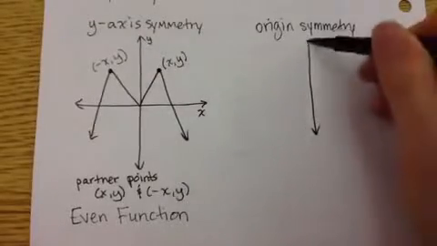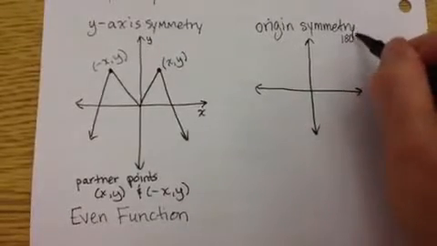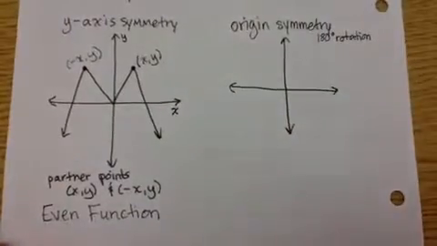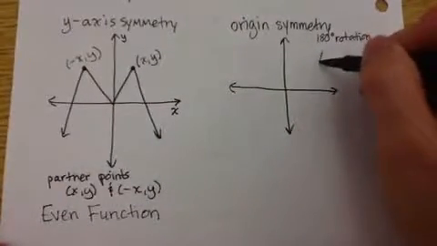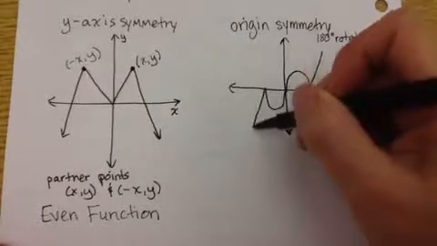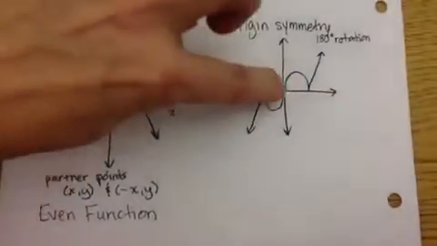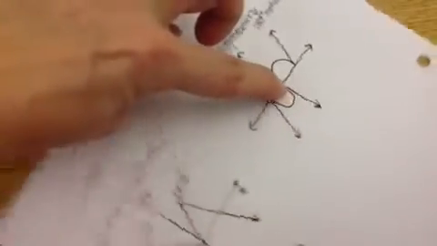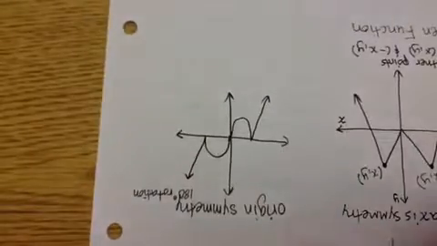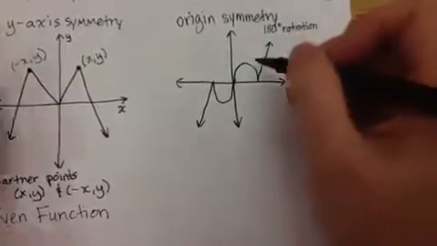Origin symmetry is really 180-degree rotational symmetry. So if I were to draw a graph, it's a weird looking graph, I know. But if I take my paper and I rotate it at the origin 180 degrees, then my graph would look exactly the same. So that's how we know if a graph has origin symmetry. It's that 180 degree rotation.